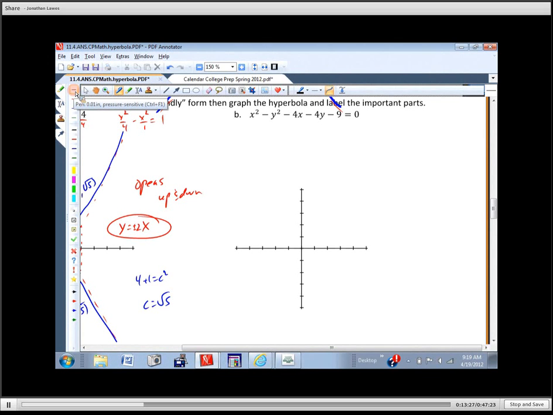Charles, what do we do first here? You put the x's together. Put the x's together, so I'm going to write x squared minus 4x. And I put the y's together, so minus y squared minus 4y. And then move the 9 over. Okay, that's the first step. Okay, Alex, what's next?